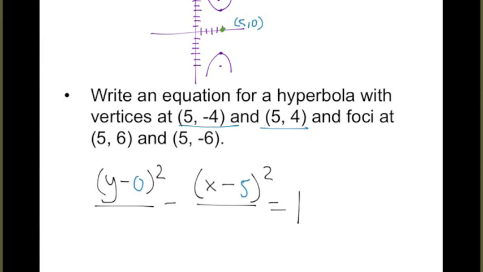From the center to the vertex is going to be an important value for us. That'll go into our equation. How far is that? 4. Before we put it in the equation, we need to square it. So 16 is going to go into the equation where? Under the y, because that was an up and down measurement.